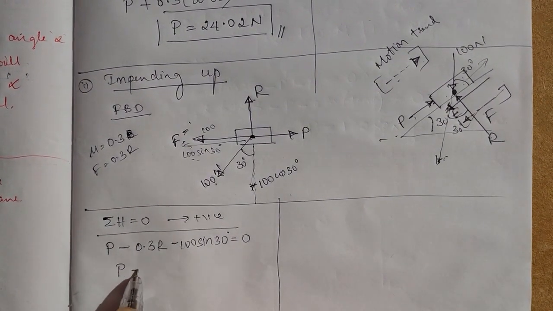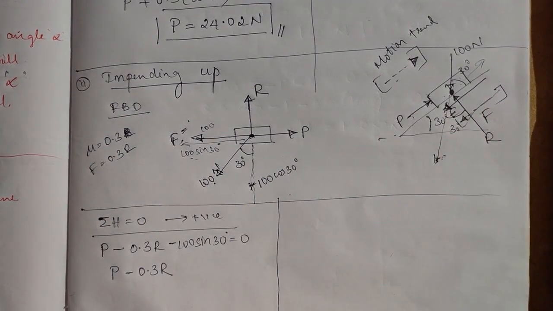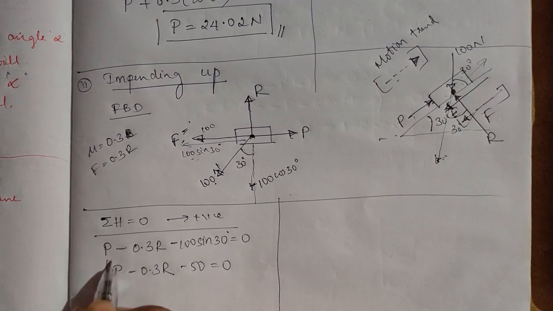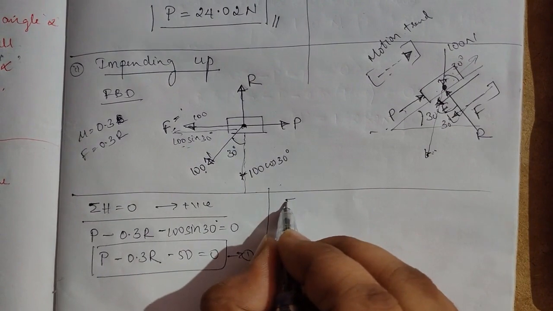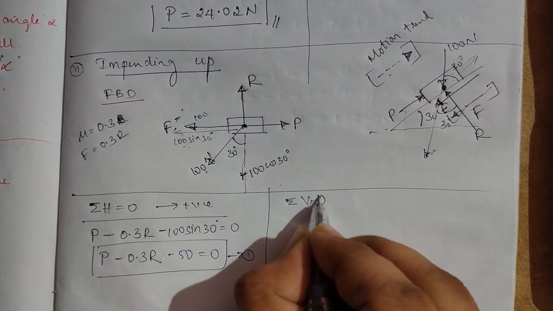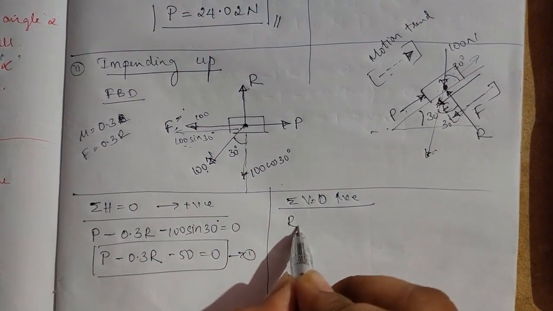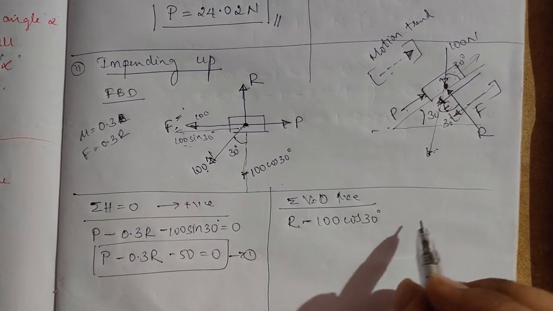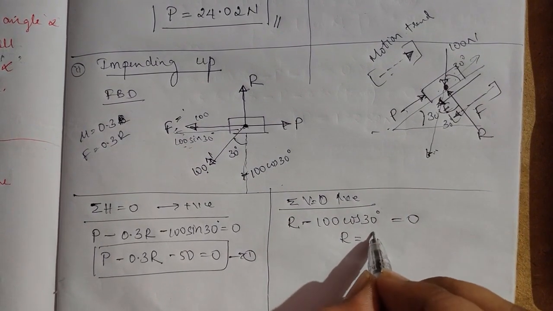Then the value of P minus 0.3 R. This 100 sin 30 is the same, 50. P minus 0.3 R minus 50 is equal to 0. Take this as equation number 1. Now summation of vertical forces equal to 0, taking upward as positive. So what are the upward forces? R is the upward force. Then minus 100 cos 30 degree. Only two forces, is equal to 0. So what will be the R value?